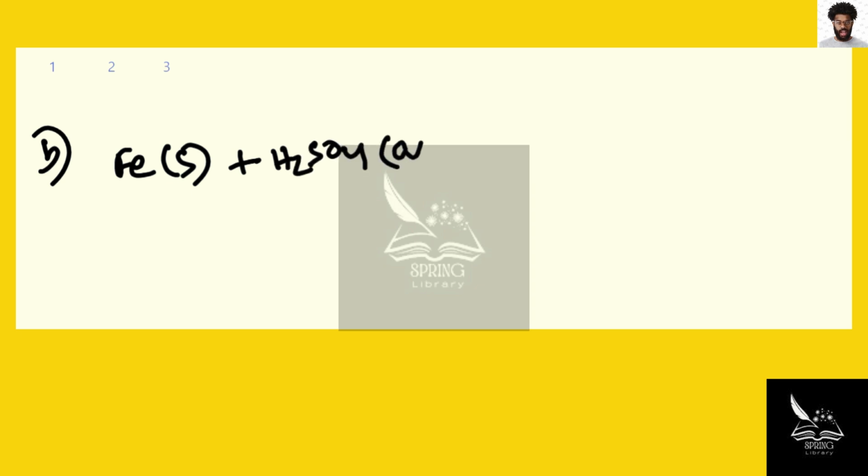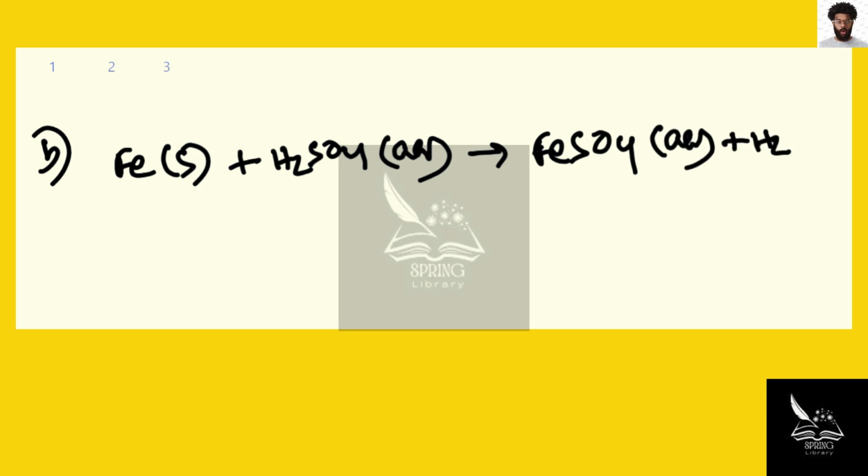Now we go to our second one, where we have sulfuric acid reacting with iron. So iron will be in solid form and sulfuric acid, being water soluble, will be in aqueous form, and the product will be ferrous sulfate in aqueous form plus hydrogen gas.